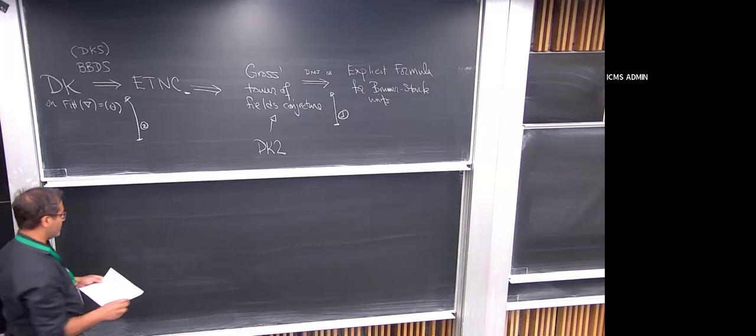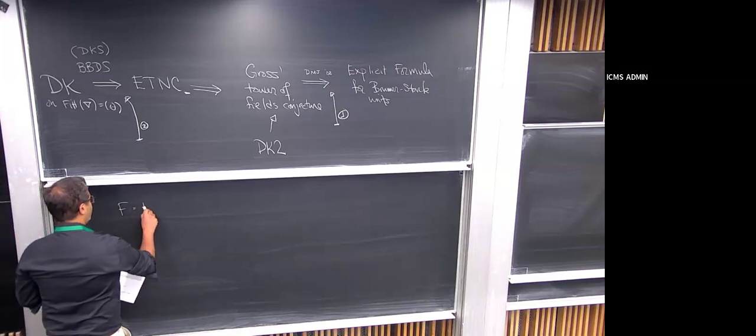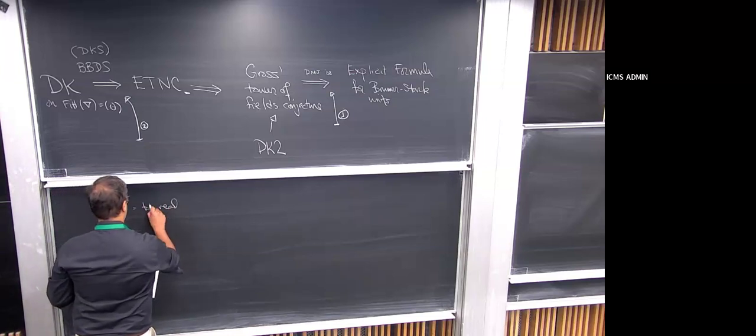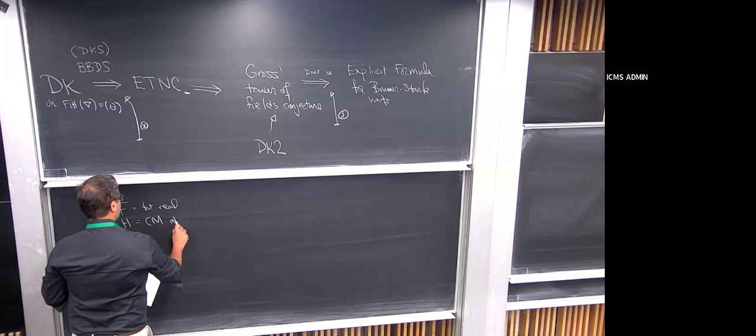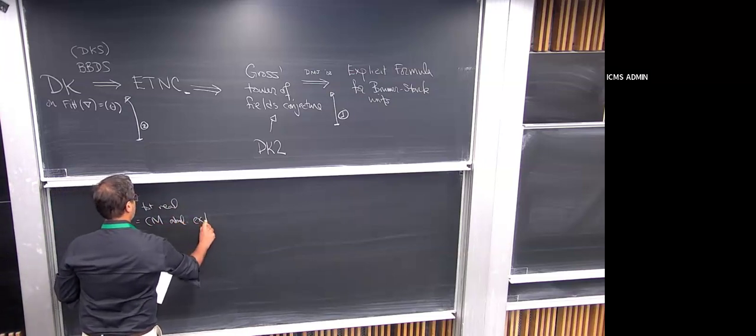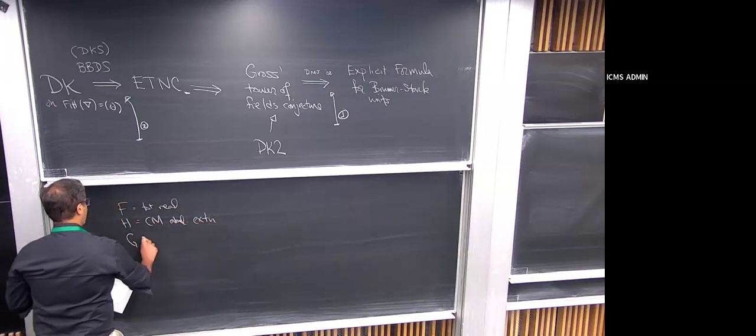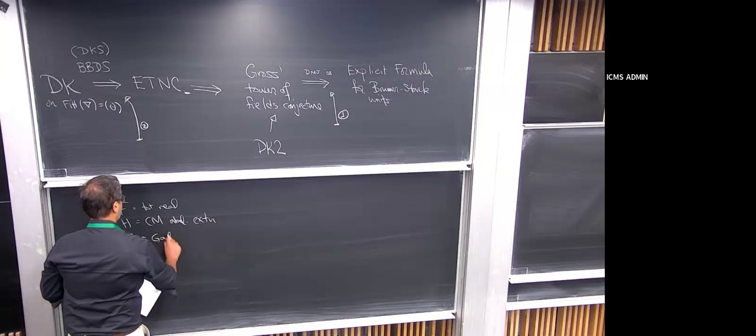Okay, so F is the totally real field. H is the CM abelian extension. And G is the Galois group of H over F.